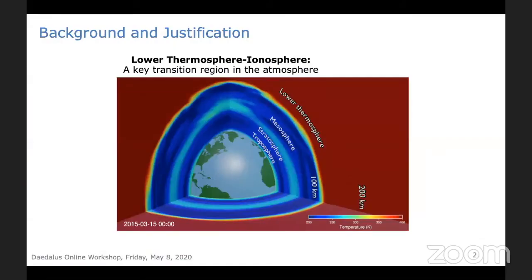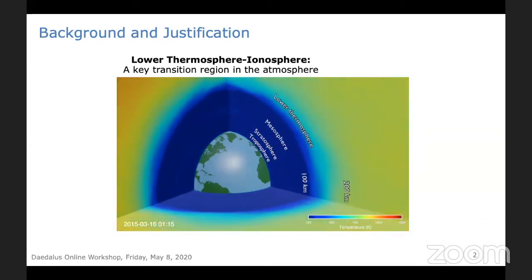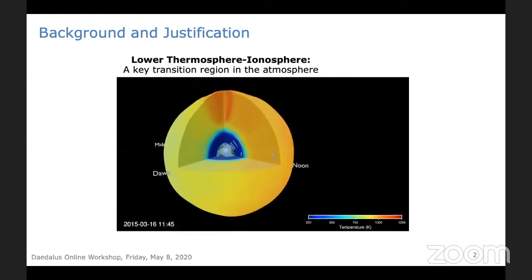So, to set the scene, in this image, we see the different layers of the atmosphere defined by their temperature gradient. And right away from this image, one can identify a key transition region in the atmosphere, which is the lower thermosphere. And in particular, altitude ranges between 100 and 200 kilometers. Here, the color scale swaps out to view more detail further up.